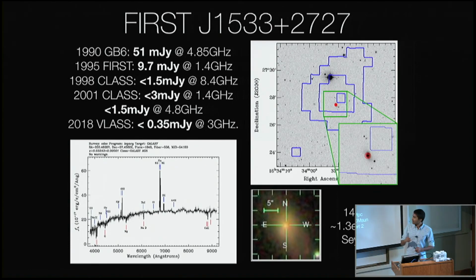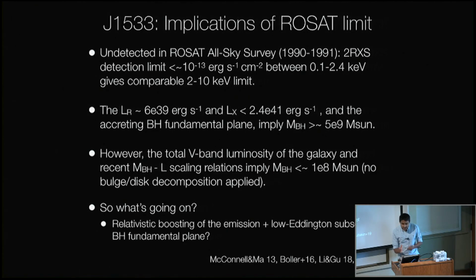It's really interesting, though, because it does seem to fade with time. But what's particularly interesting to me is that the GB6 detection, the Green Bank detection, was coincident with the ROSAT all-sky survey, right? But it wasn't detected in ROSAT. So what's going on?